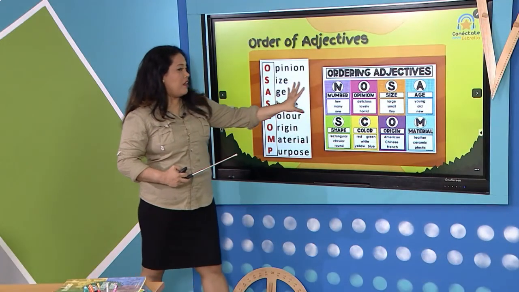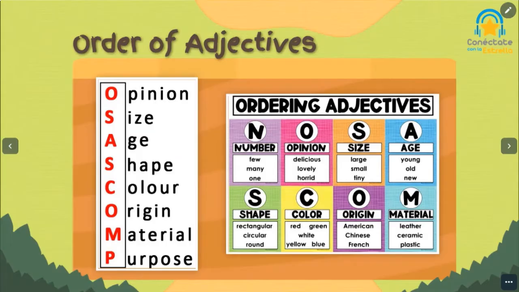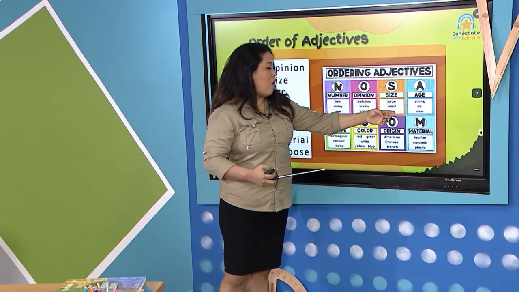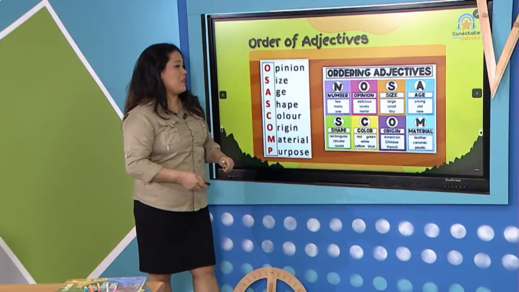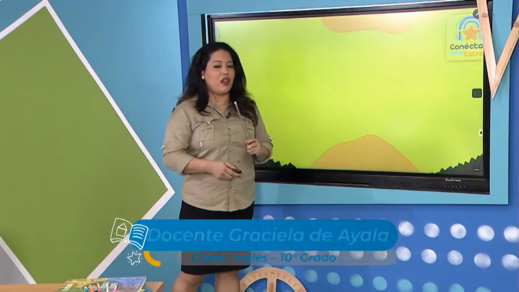There is another order, NOSASCOM. Here we have number first: few, many, one. We have opinion: delicious, lovely, horrible. Size: large, small, tiny. Age: young or new. Shapes: rectangular, circular, round. Color: red, green, white. Origin: American, Chinese, etc. And material: leather, ceramic, plastic. So we are going to review some of them.